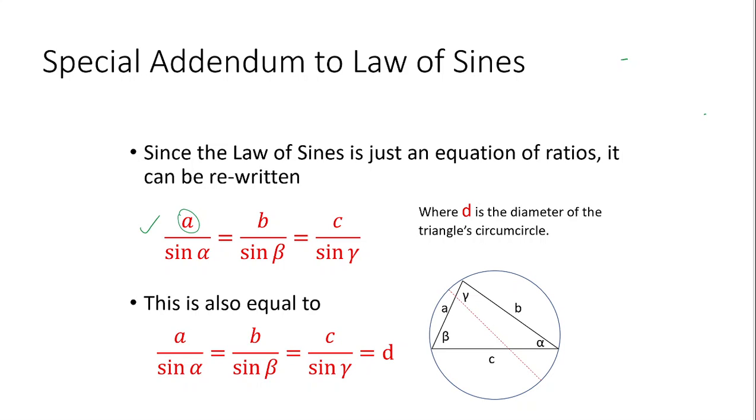And then an extra note, an extension, is that this ratio of a side length divided by the sine of the angle opposite that side length is equal to the diameter of the triangle's circumcircle. A circumcircle is a circle that has all the vertices of the triangle on the circle. It's kind of neat. That's not something that's going to come up in this class, but a cool little fact about the law of sines.